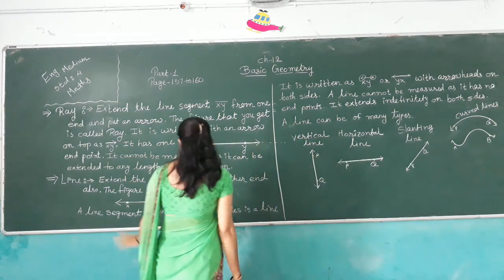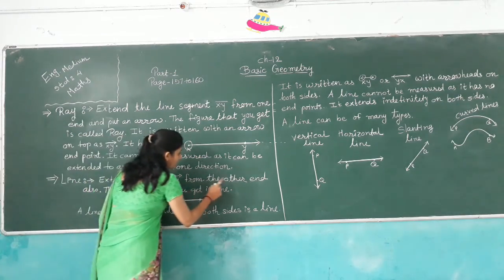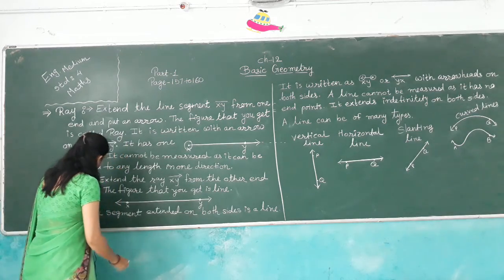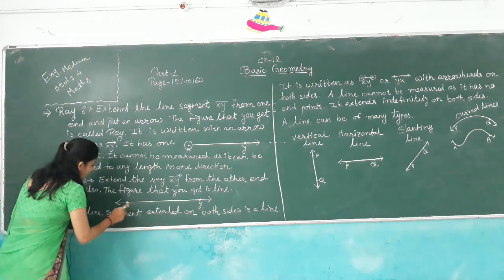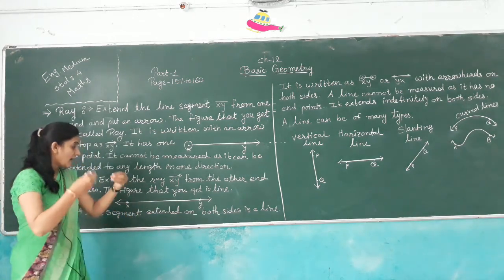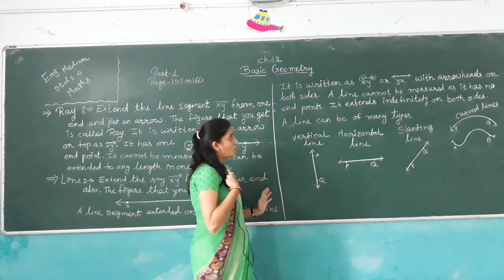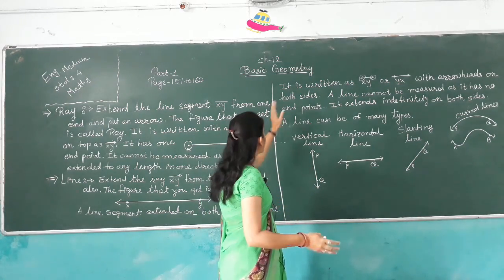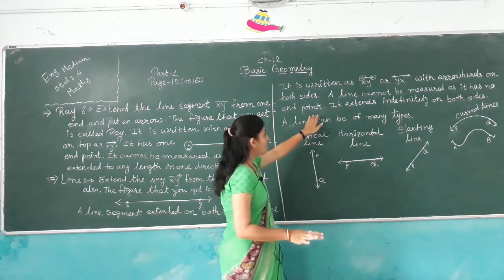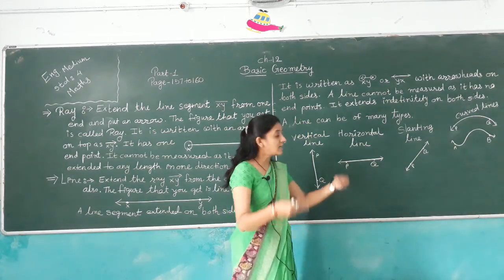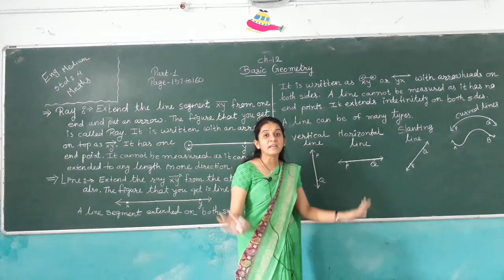Again one time repeat, line. Extend the ray XY from the other end also. The figure that you get is a line. Here a line is given, line XY. A line segment extended on both sides is a line. It is written as line XY or YX with arrowheads on both sides. A line cannot be measured as it has no endpoint. It extends infinitely on both sides.